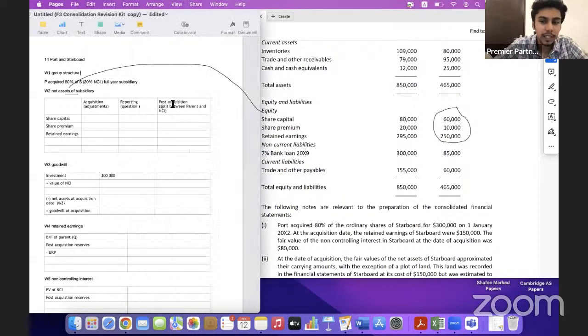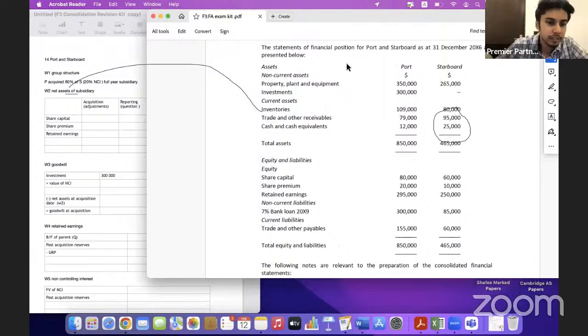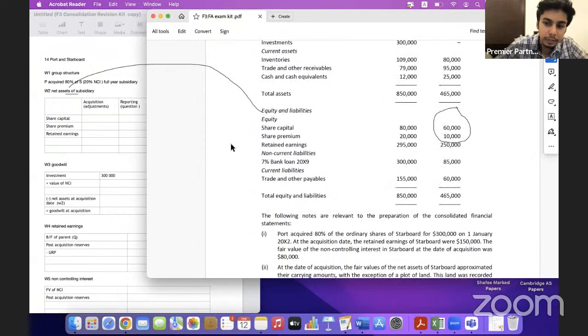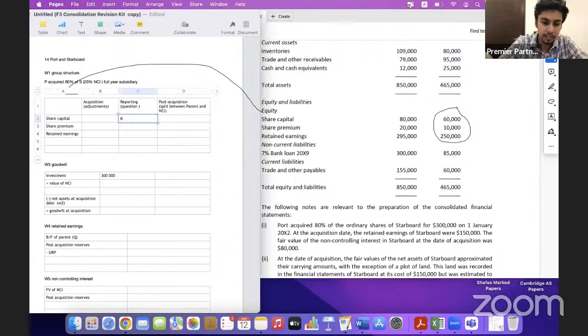Right. Now we have another problem. Where are we going to mark this? Guys, remember the numbers, what you get, those are the reporting date values. That means here, guys, see, reporting date means what? Reporting date means the day that we are doing the question. So therefore, the answers that you find on the SOFP are reporting date values. So let's mark that one over here quickly. 60,000, 10,000, and 250,000 rupees. Done.